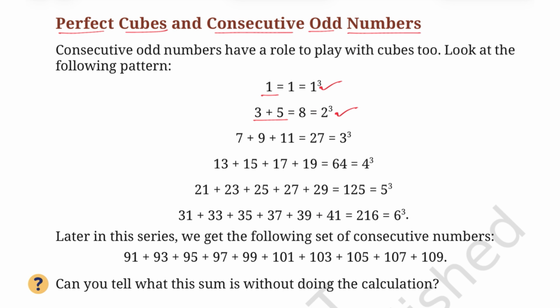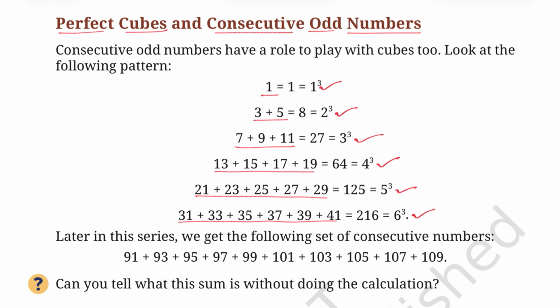In the same way, if we add the next three odd consecutive numbers 7, 9 and 11, their sum is equal to 27 and it's the same as 3 cube. The sum of the next four odd consecutive numbers is equal to 4 cube and the sum of the next 5 odd consecutive numbers is equal to 5 cube. And we can see the pattern continues.